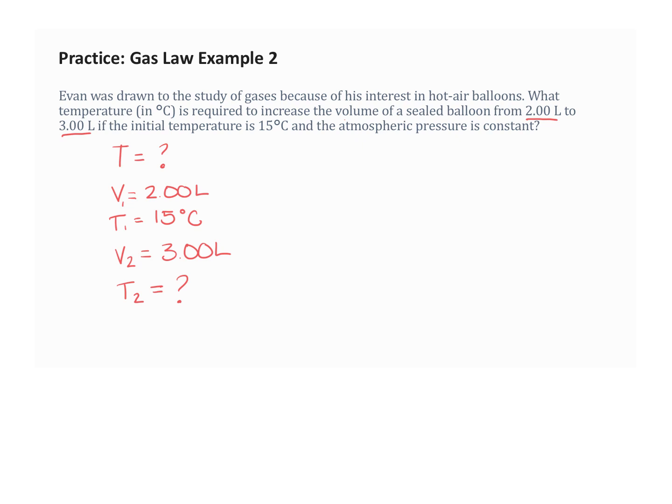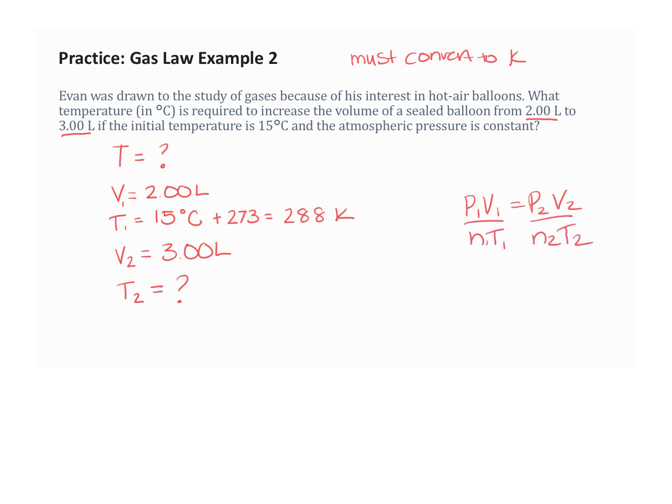When you do things with temperature in gas law problems, you must convert to Kelvin every time. So I'm going to use the 273 value to convert to Kelvin, and that gives us 288. When we do this, we've got P1 V1 over N1 T1 equals P2 V2 over N2 T2.